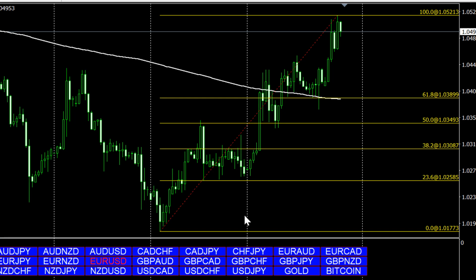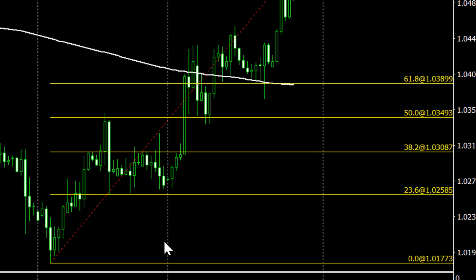So what we have there, we might be expecting price to pull back to 1.03493. That is at the 50% retracement. It could even get as low as 1.03087, which is the 38.2 retracement. So these are the key levels to watch. But then I'm still going to take you back a bit, but let's settle for gold. Then we can come back.